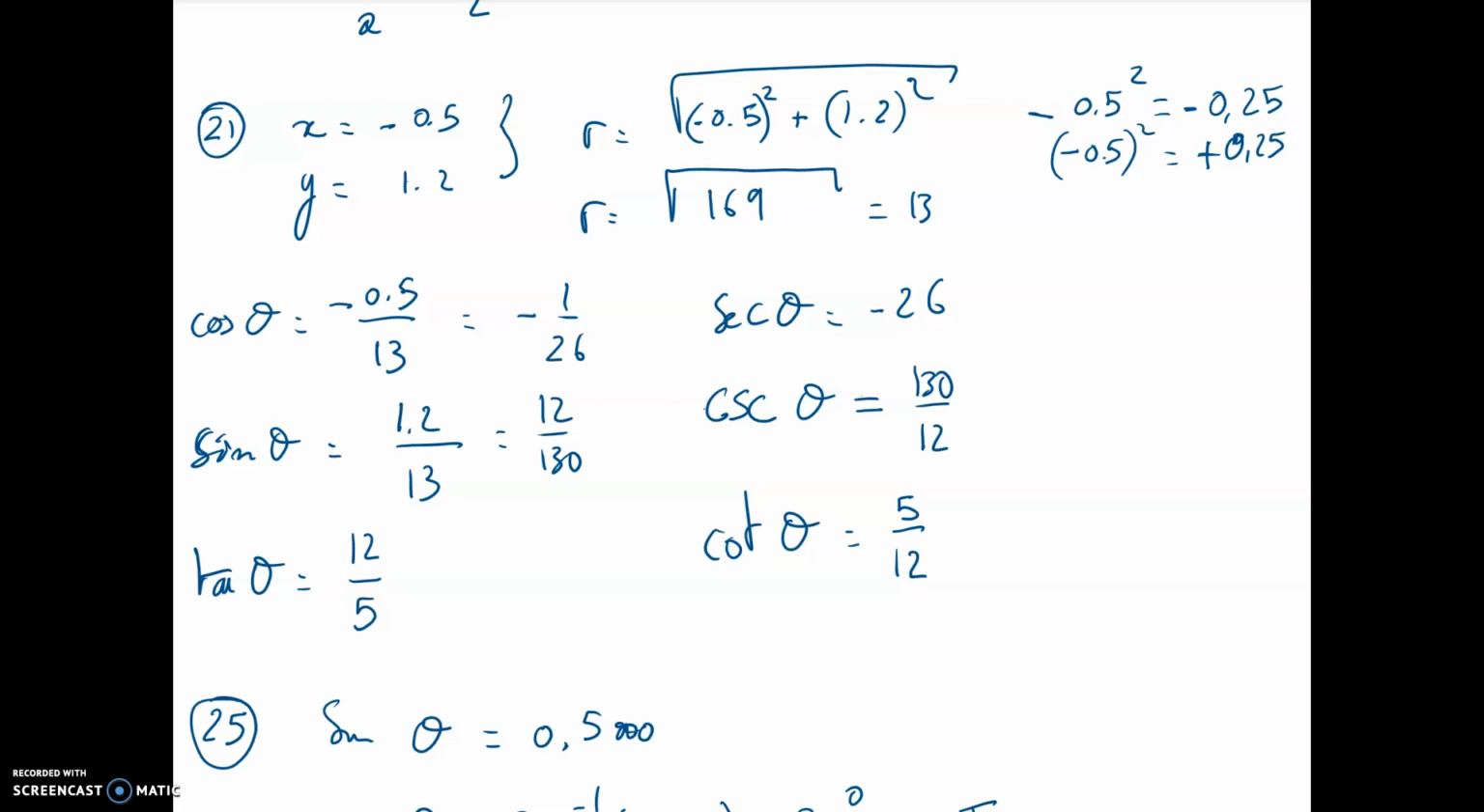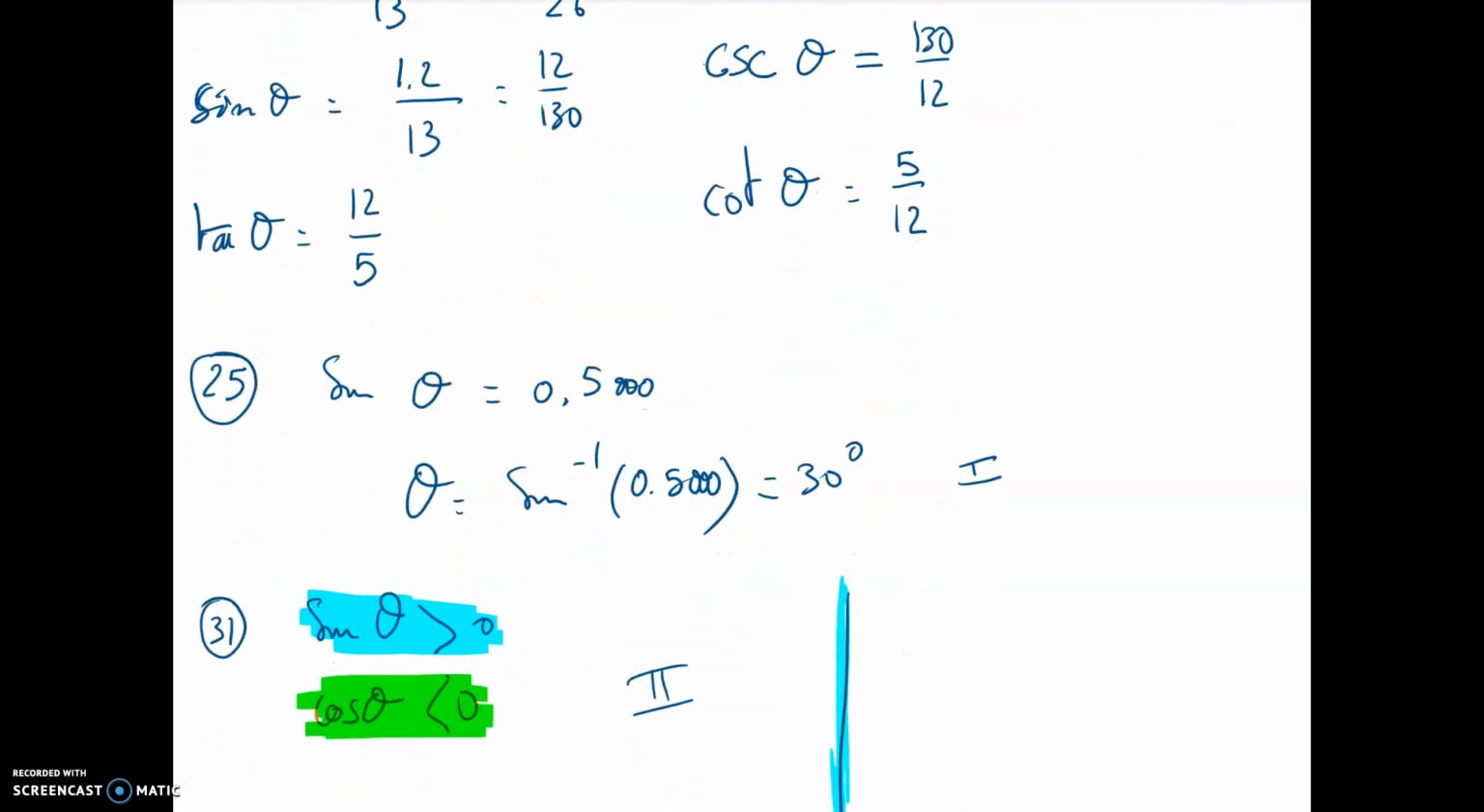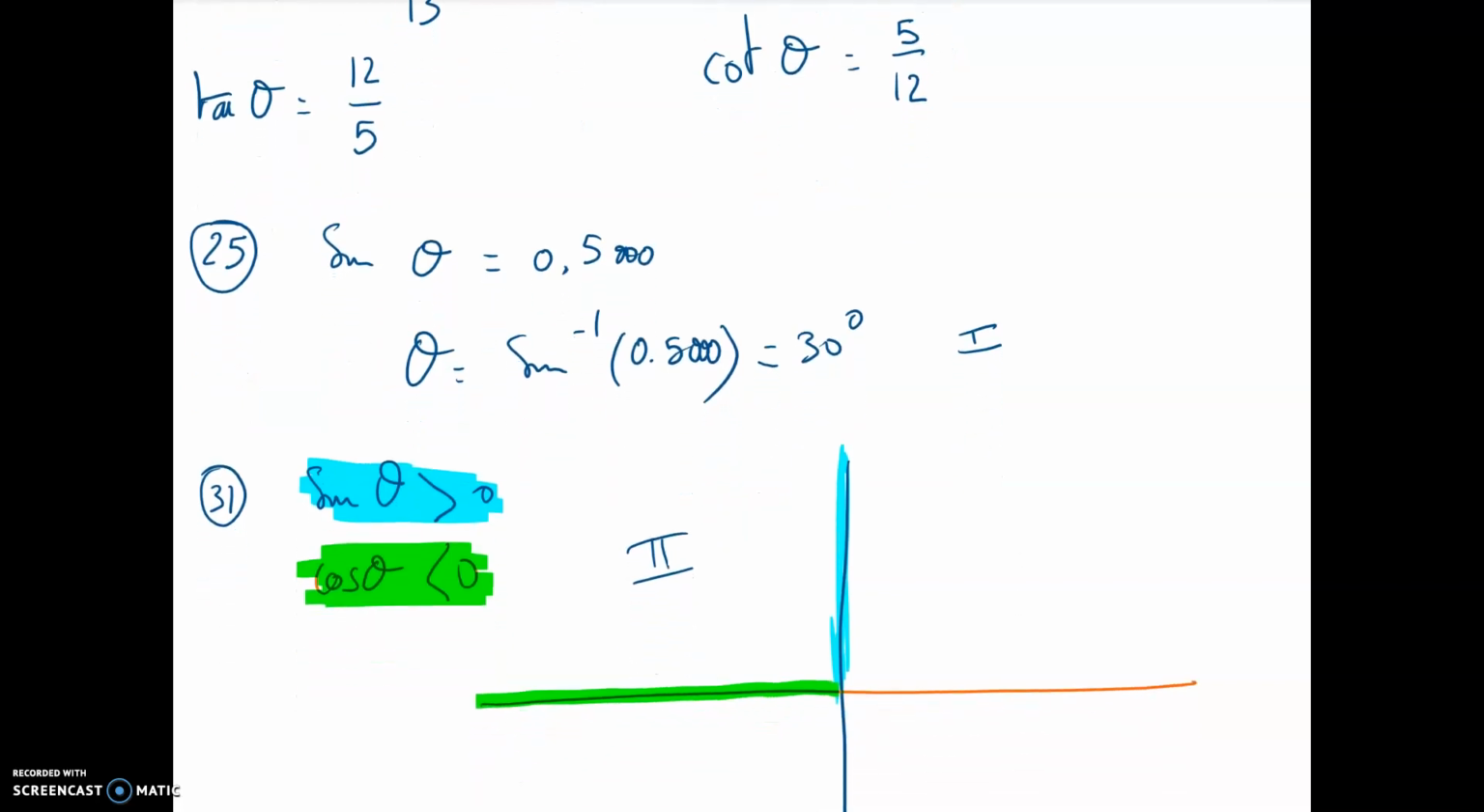For the secant, it is going to be the inverse of cosine. For the cosecant, it is going to be the inverse of sine, and for the cotangent it is going to be the inverse of tangent. On the problem number 5, it's all about finding the angle theta to finally be able to define in which quadrant you are. When you are calculating theta, you find that the angle is 30 degrees, and 30 degrees corresponds to quadrant number 1.